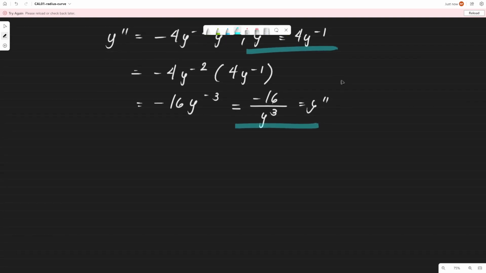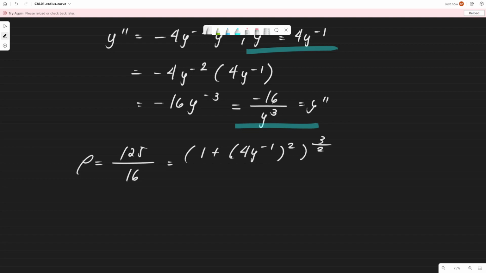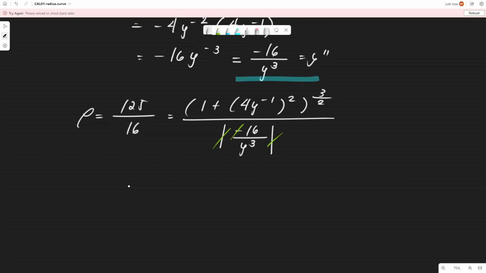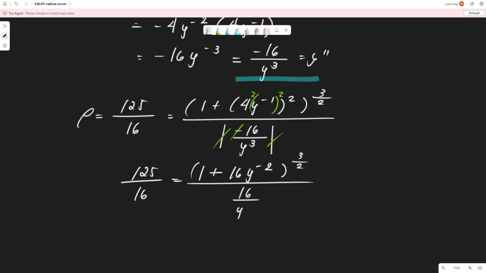No, so game, pwede na natin siya i-substitute, no. So we have 125/16. This is our rho, 'di ba? Ayan, this is equivalent to 1 plus 4y raised to negative 1 squared raised to 3/2 all over the absolute value of negative 16 over y cubed. So, alam naman natin na kapag meron tayong absolute value, matatanggal si negative. Diba? Ayan. So, therefore, we have 125/16 is equivalent to 1 plus, distribute natin si 2 here and here, so we'll have 16 y raised to negative 2, di ba? Quantity raised to 3 over 2 all over 16 over y cubed.